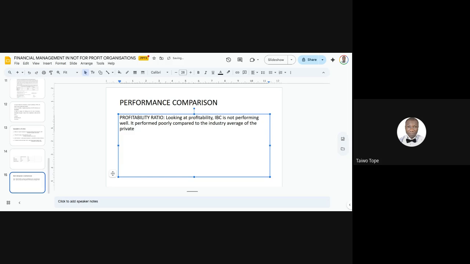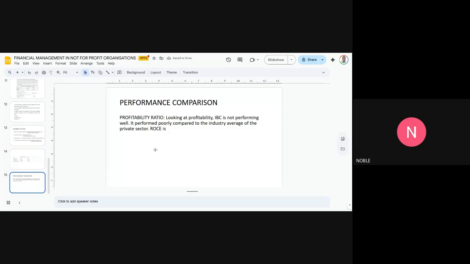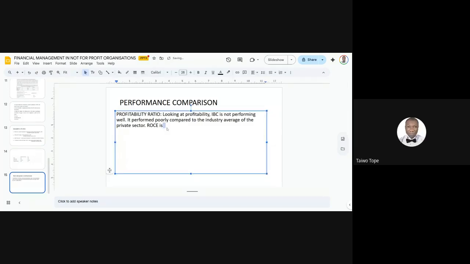So let the words flow as you write. You now talk about the two ratios. ROS. The ROS is what? ROS is 0.9%, compared to what? Compared to 10% of private sector.